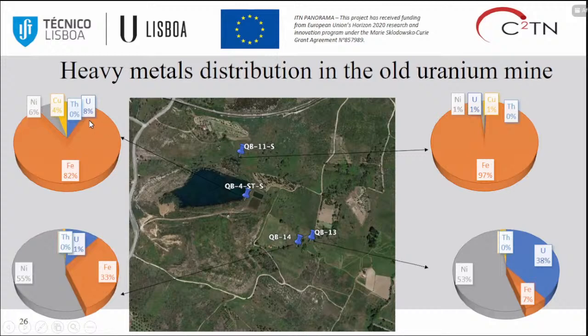Let's see the heavy metal distribution. As you can see, before we had the higher amount of uranium in this sample, and now we only have 8%. This is more similar to this sample, exactly the same. And this one continues the same. We don't have so much uranium. Before it was 25% of the uranium, now it is 1%, and here it is 36%, 38, sorry, 38%, continuing the same.